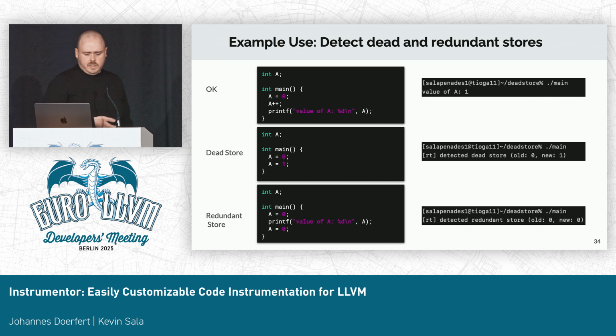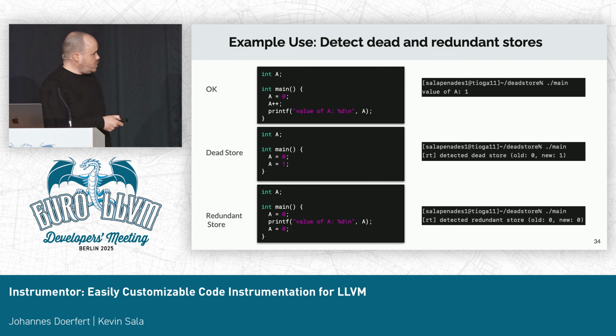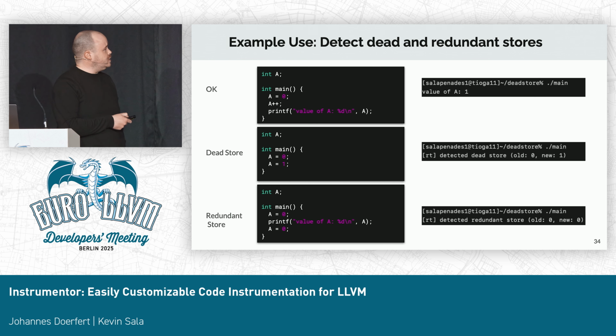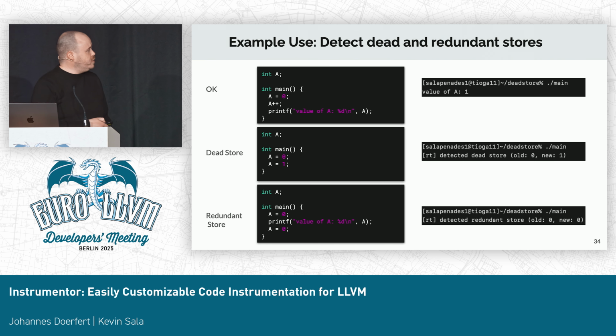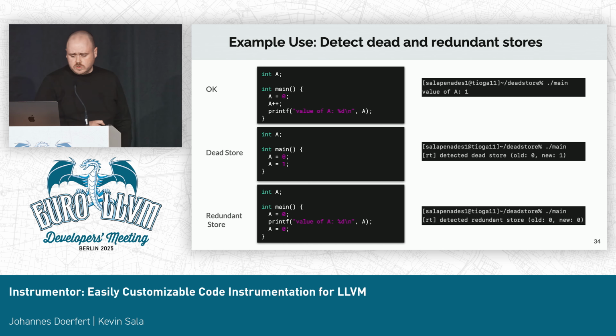There is another example of usage of our Instrumentor. We can have a simple detector of dead and redundant stores. In the first case, we do not detect anything because the code is okay. Then we can detect with this small detector a dead store situation where we write to the same global variable with different values, and we do not consume it in between. The instrumentation shows the values that are the old and the new ones.